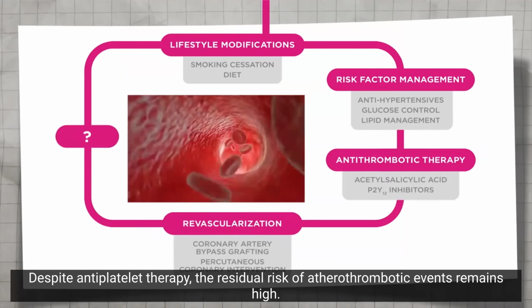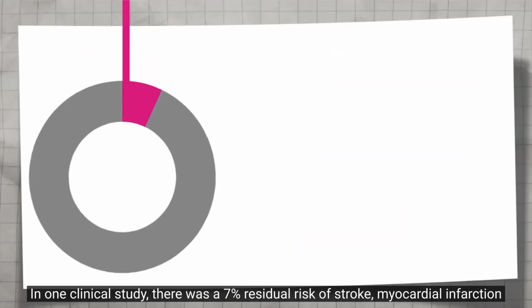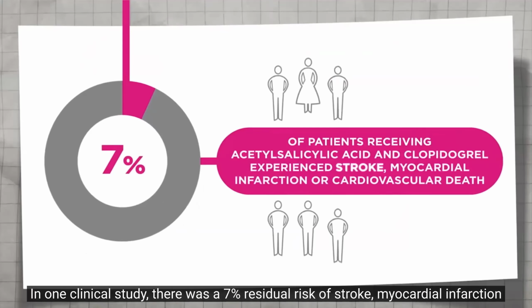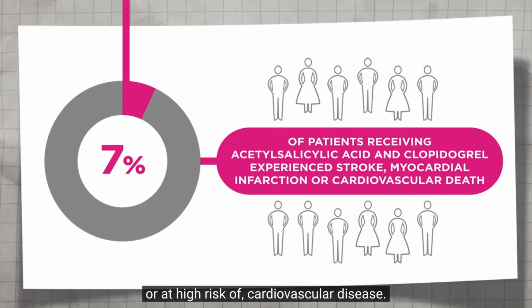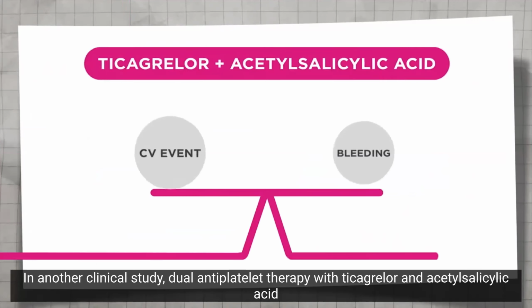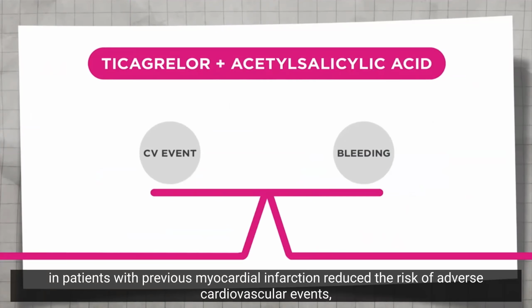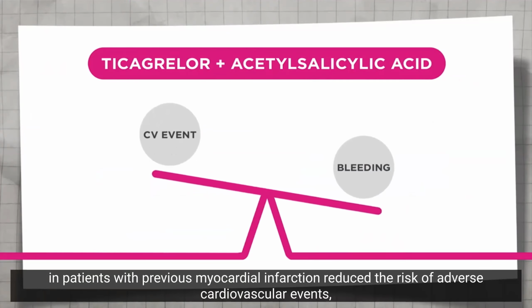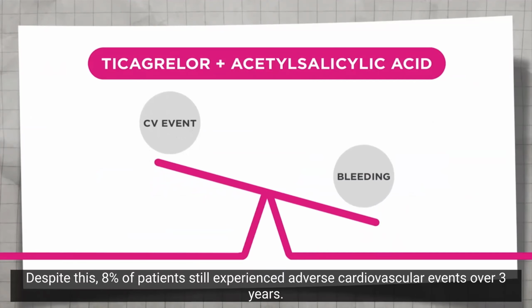Despite antiplatelet therapy, the residual risk of atherothrombotic events remains high. In one clinical study, there was a 7% residual risk of stroke, myocardial infarction, or cardiovascular death despite dual antiplatelet treatment in patients with or at high risk of cardiovascular disease. In another clinical study, dual antiplatelet therapy with ticagrelor and acetylsalicylic acid in patients with previous myocardial infarction reduced the risk of adverse cardiovascular events but increased the risk of bleeding. Despite this, 8% of patients still experienced adverse cardiovascular events over 3 years.